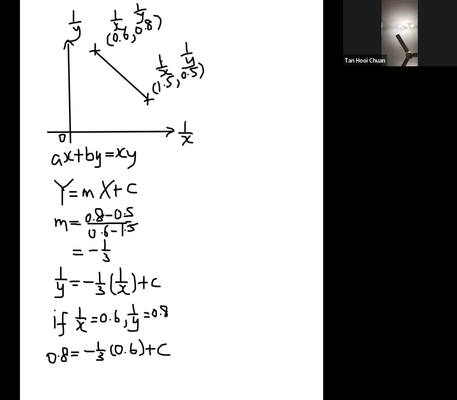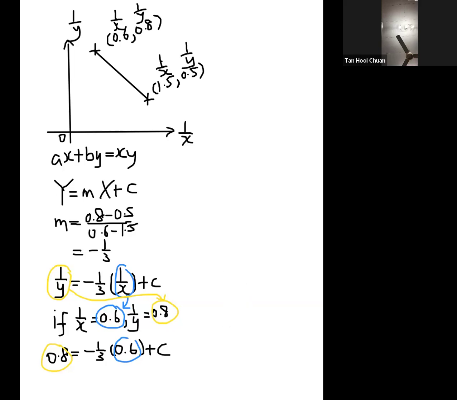That means this one represents the whole thing already. That thing, change it to 0.6. That thing, change it to 0.8. Never 1 over, never 1 over. I just want to remind you, don't think like that. Never think like this, because 0.6 represents the 1 over x. 0.8 represents the 1 over y. Okay.